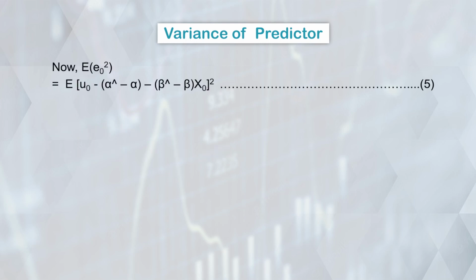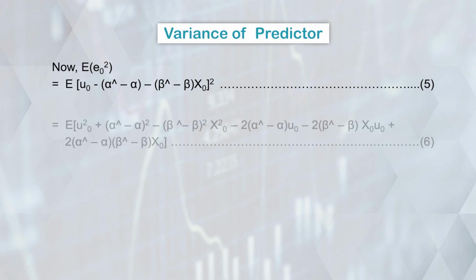Now this equation number 5 is repeated in this slide just for the continuity, and we actually expand the terms. So after expanding the terms, we get the square terms and we get the cross terms. When we are looking at this particular slide, we start with expectation of E0 square. This is equal to expectation of this expression, which is in square form. So that's equation number 5, which is repeated from the last slide. And then we come to equation number 6.